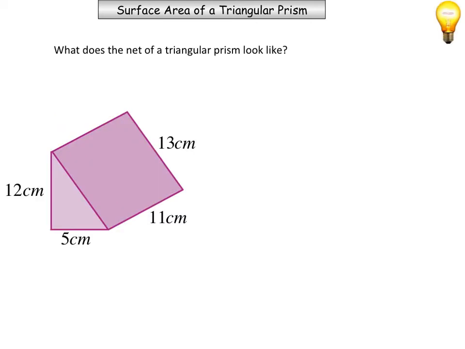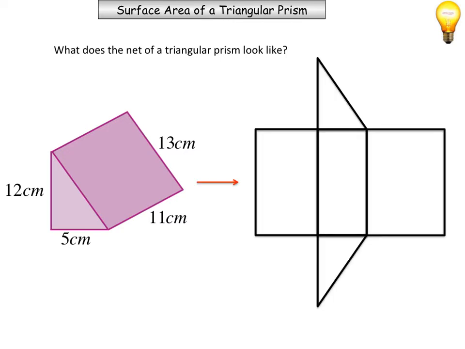Okay, so what does the net of a triangular prism look like? In this case it's a right angle triangular prism, so it's going to look different to any other triangular prism. So what does this one look like? If we unravel it, it'll have that arrangement, so that's the net. And I've color coded each side, so all the red ones are the same size, all the yellow ones are the same size, and the green ones are the same, and the blue ones are the same.